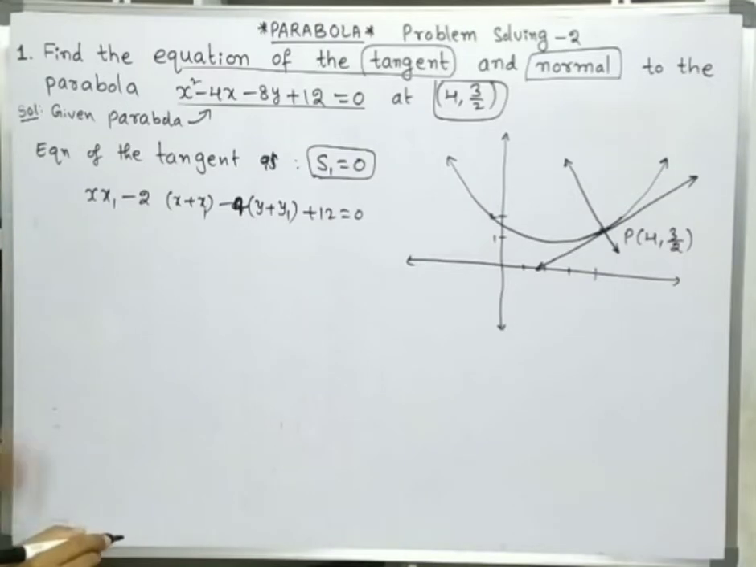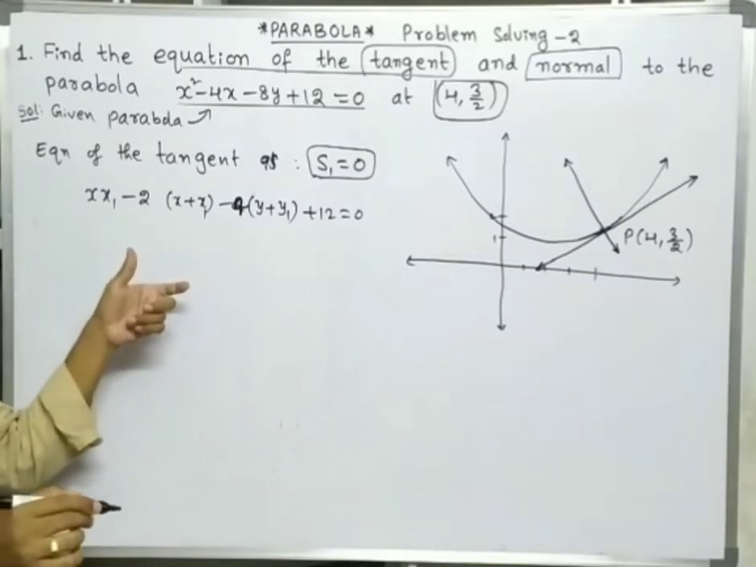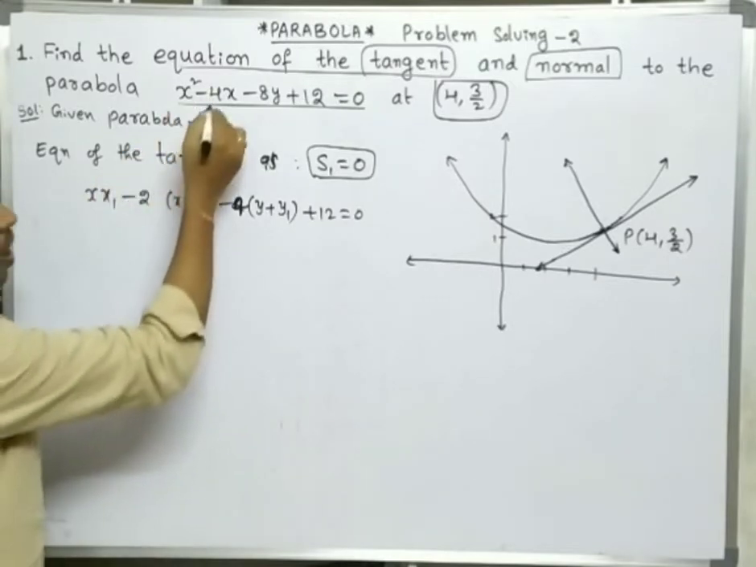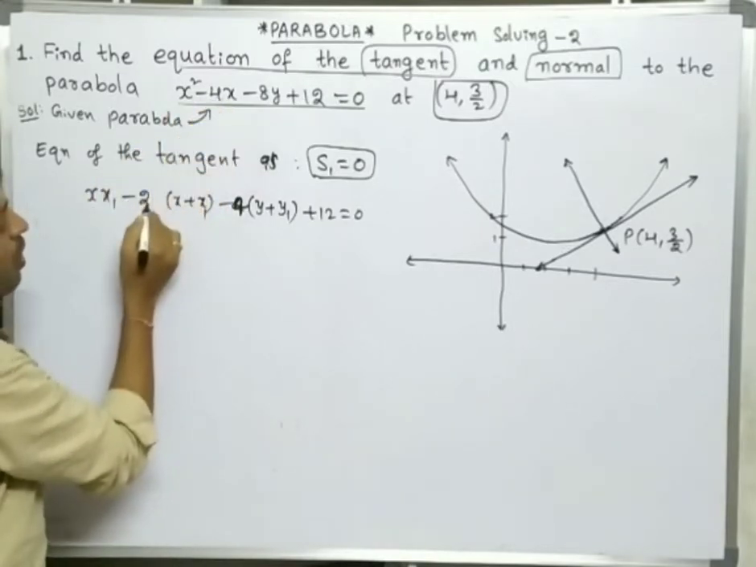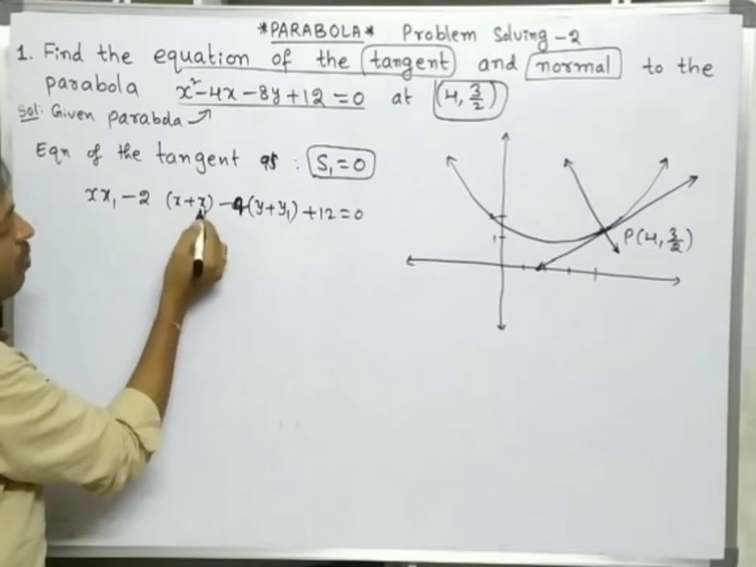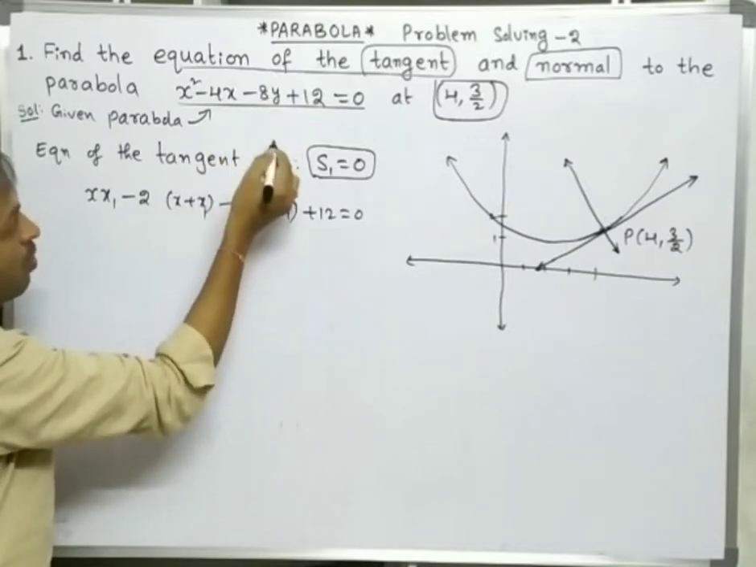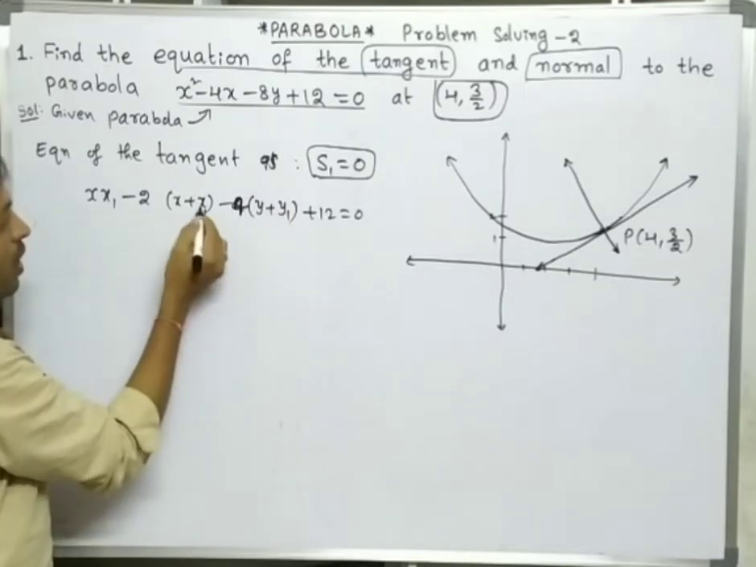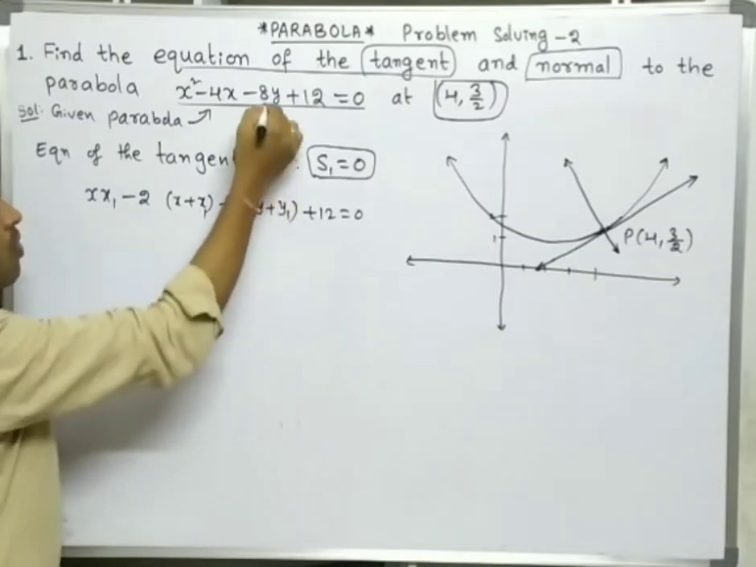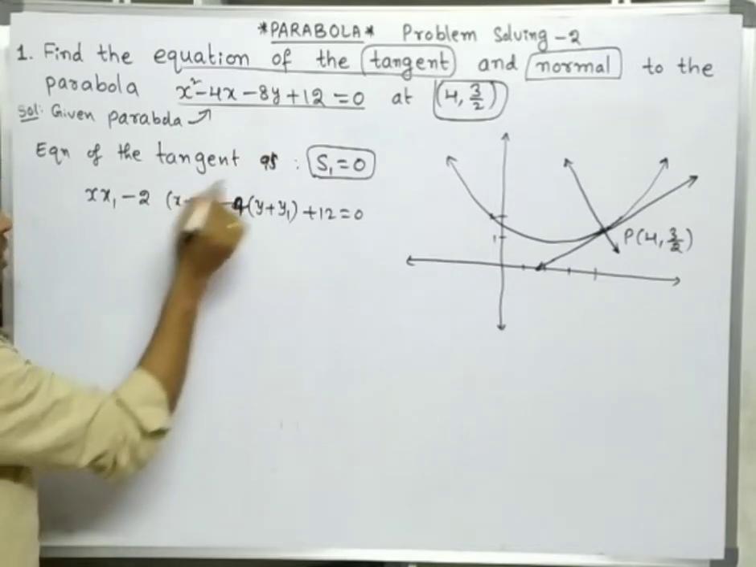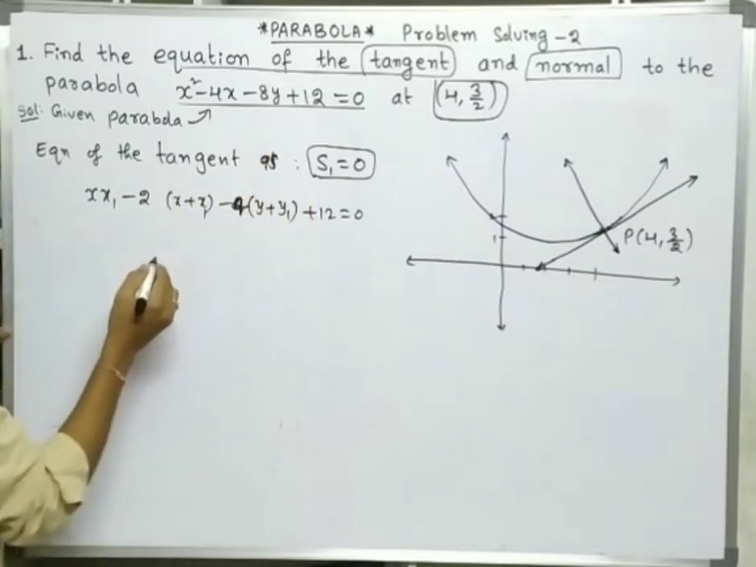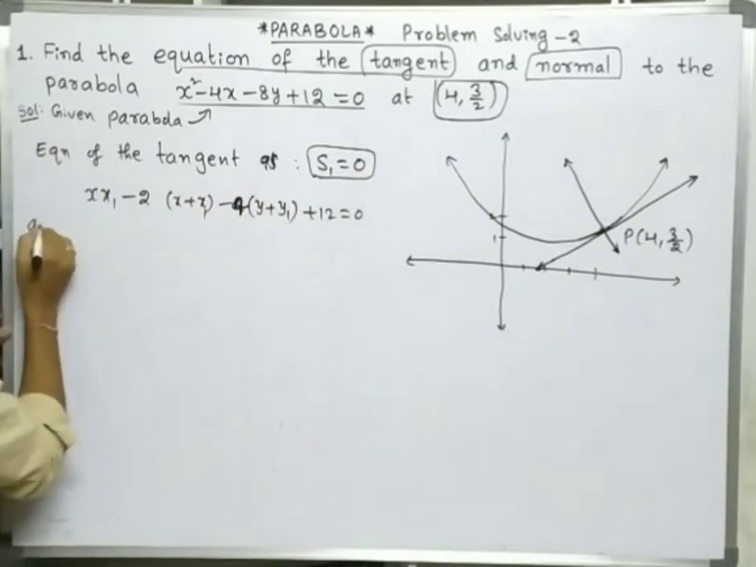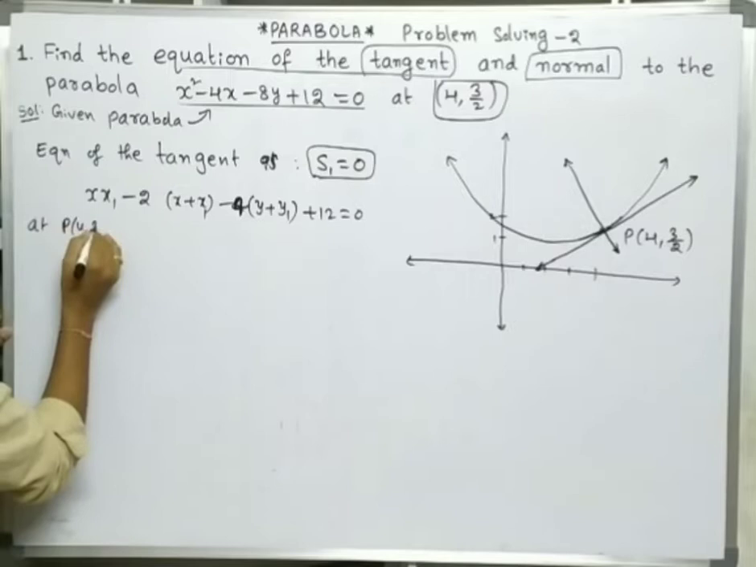How did it come? In circles you did many problems. So here also, this 4x can be written as 2 into 2x, and 2x can be written as x plus x1. 8y can be written as 4 into 2y, and that 2y can be written as y plus y1. So if we replace x1 with x and y1 with y, again we will get the same equation. Now x1, y1: we should find the equation of the tangent at P, 4 comma 3 by 2.